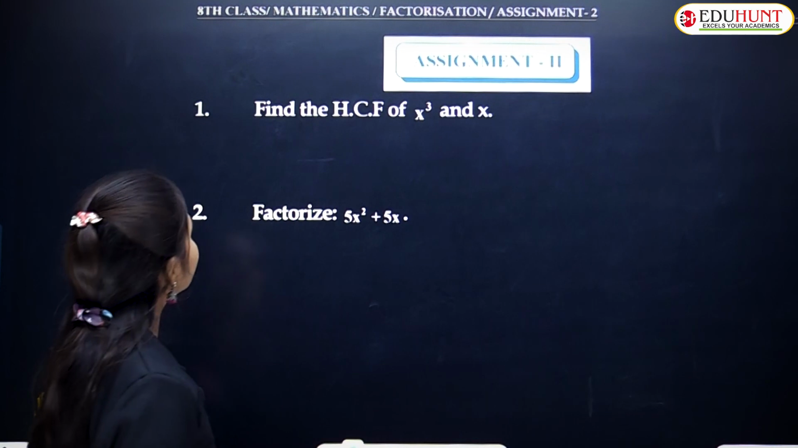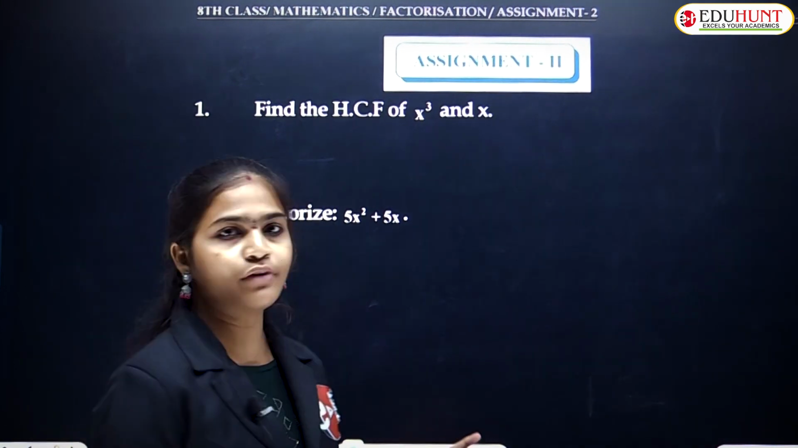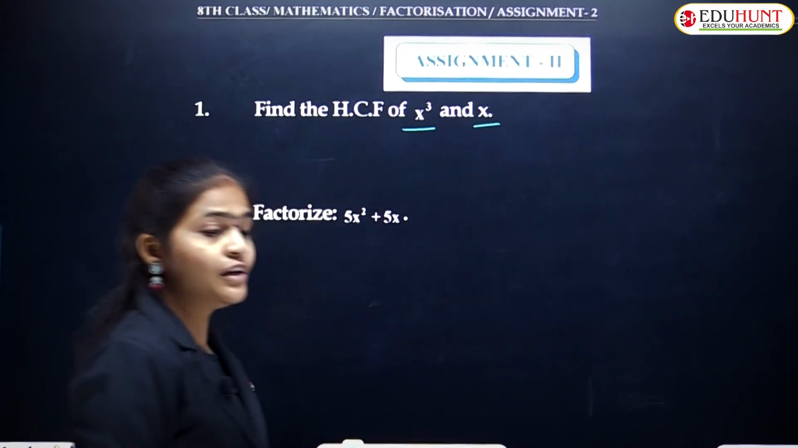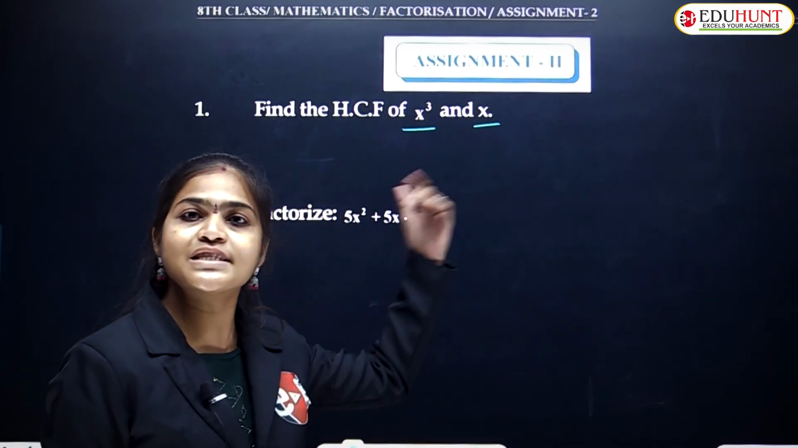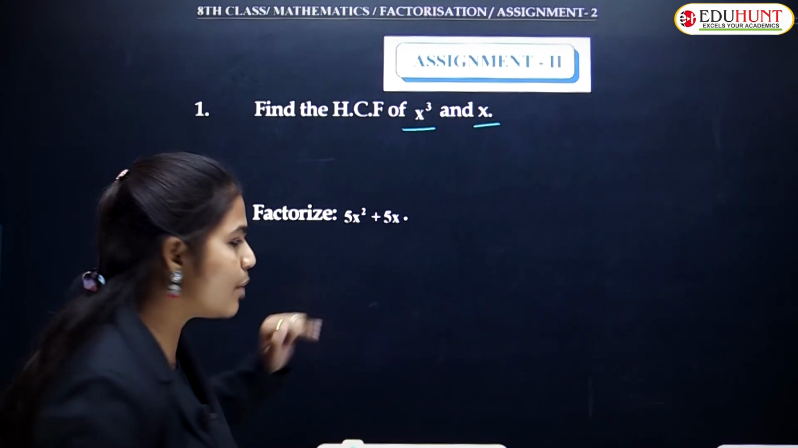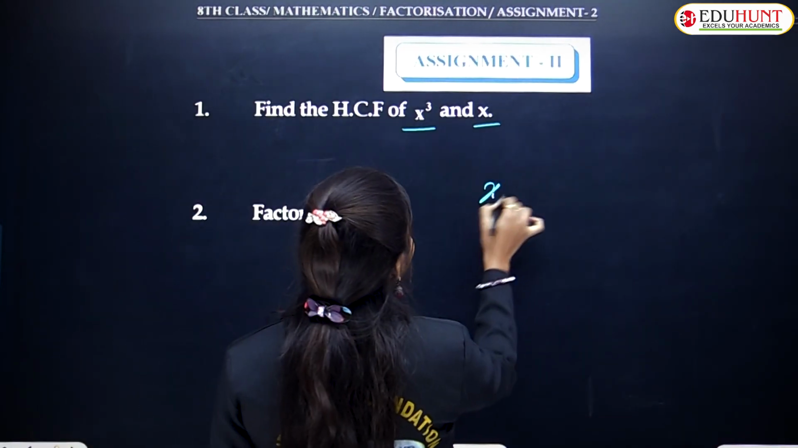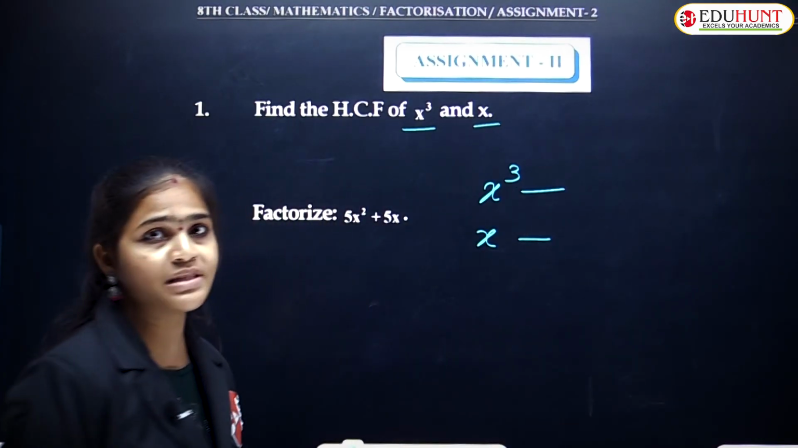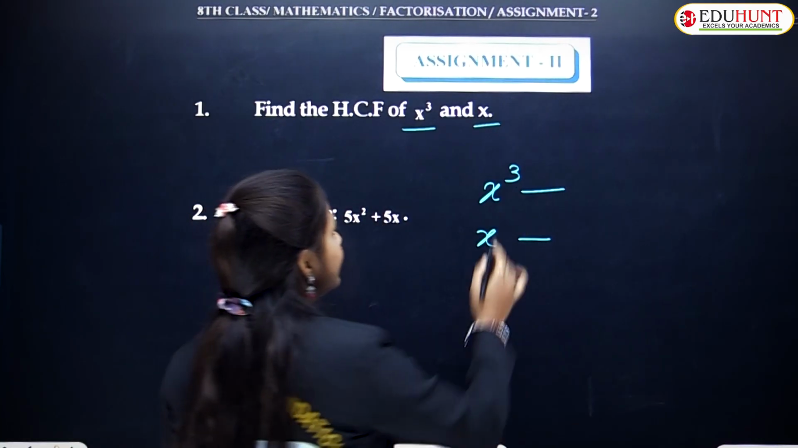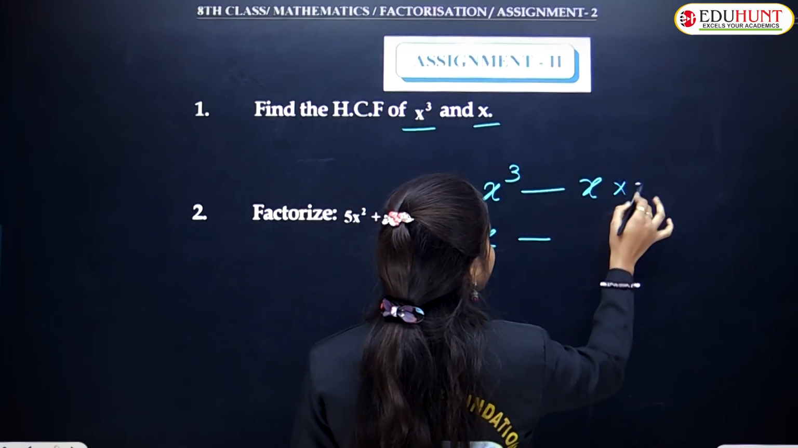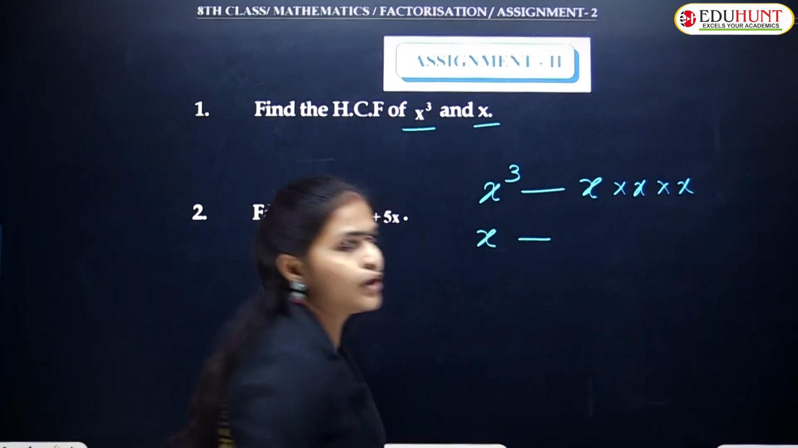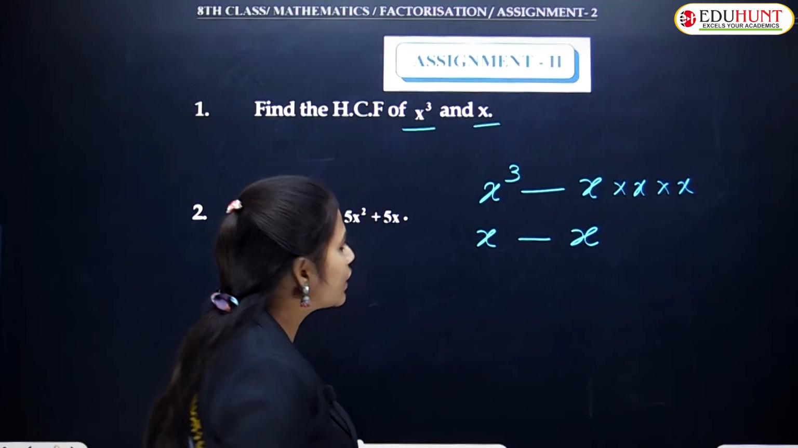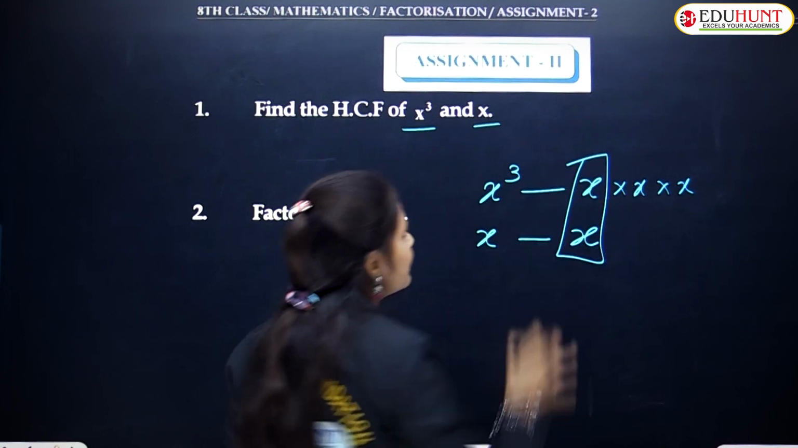See here, what is the first question? Find the HCF of x cube and x. HCF means highest common factor. By using factorization we can find it, or directly by using the division method. x cube we can write as x into x into x, and x we can write as x into 1. Here x is the common one.